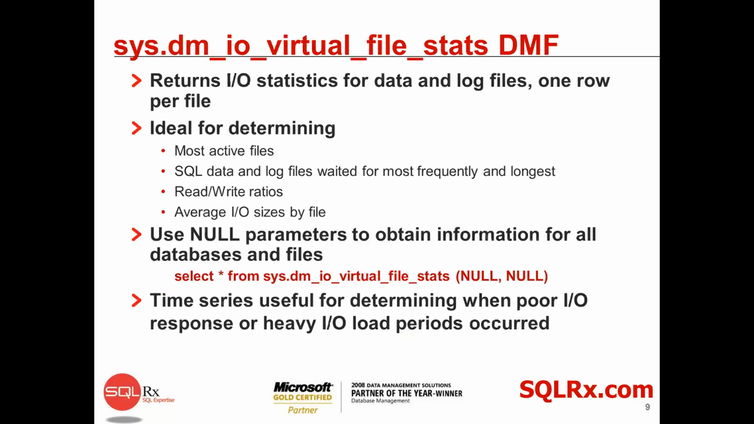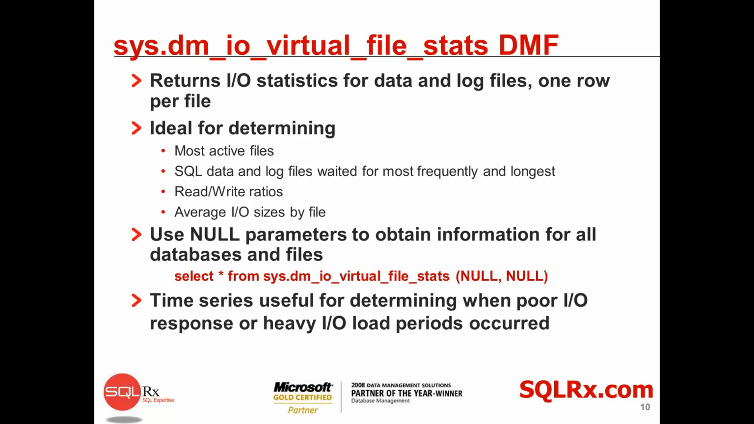Now here's a specific view. This is the one that's used to grab all the I/O information for whatever levels of data you want. It can get you all the log and data files for a specific database. It can get you all the log and data files for the entire system. It just depends on what you've asked for with some of the other parameters. It's ideal for determining what your most active files are, which files you were struggling on.